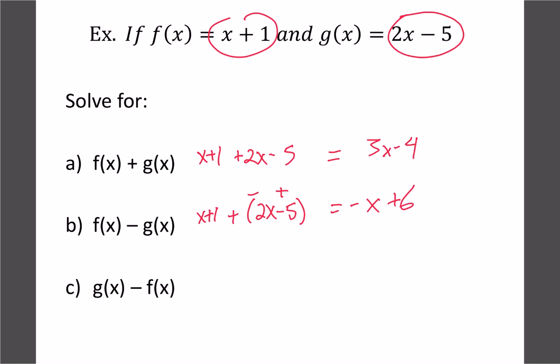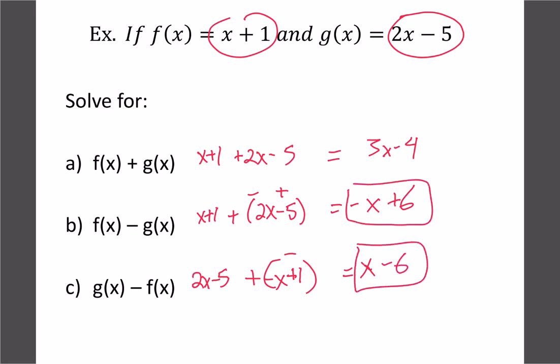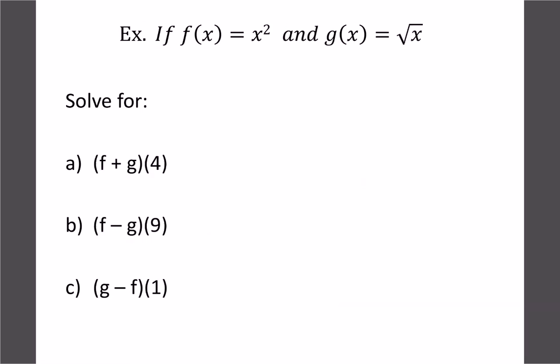And the last one is just the same thing, but the other way around. So we'd have 2x minus 5, and now we're going to subtract x plus 1. So once again, change our signs. So we'd have 1x minus 6. So quite often when you do the subtractions, you're going to see that our two answers are going to be the same, just our signs get traded the other way around.